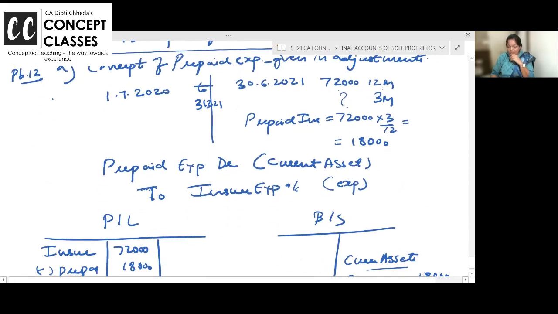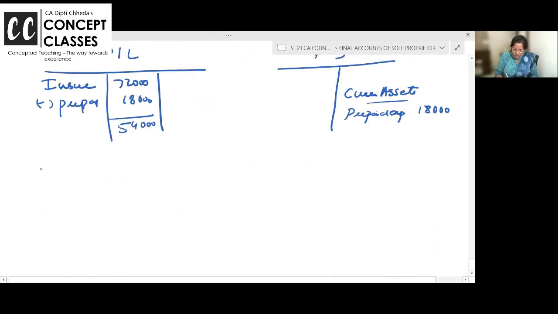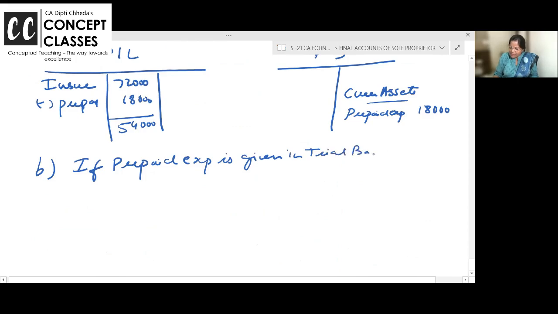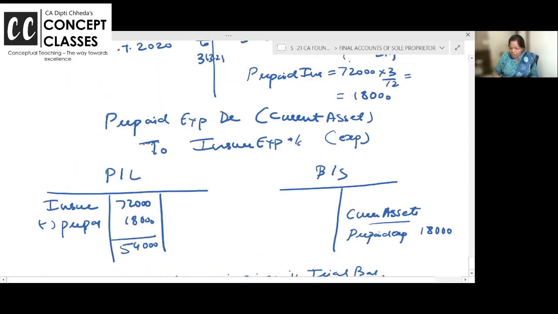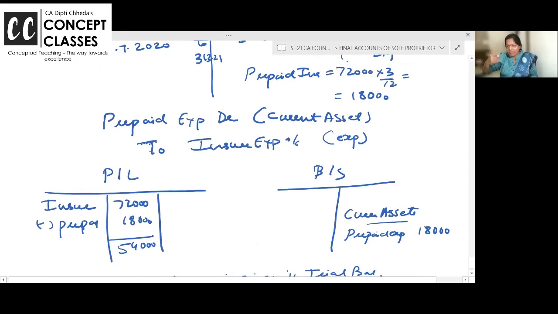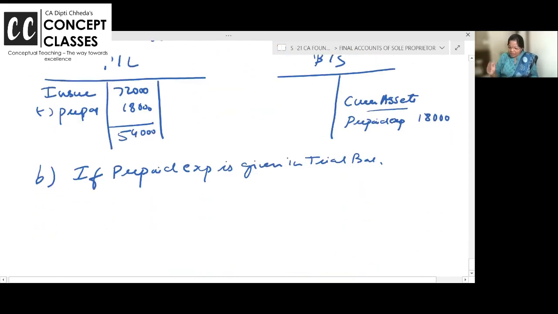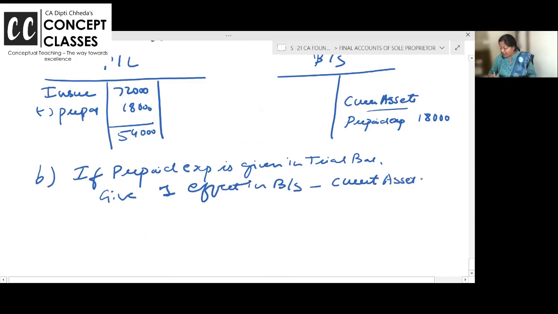Is prepaid expense all clear to you? And option B: if prepaid expense is given in the trial balance, it was given in the trial balance itself. That means you have already passed the entry, already reduced your insurance expense. Only then is it coming in the trial balance. Give one effect in the balance sheet: current assets. You will give only one effect in the balance sheet, and that is current assets.